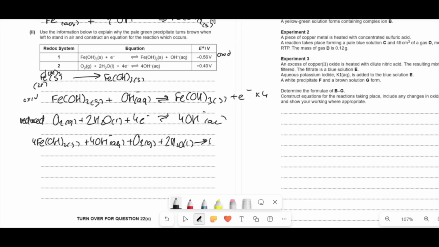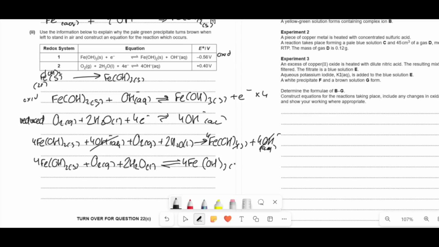It would give us what? 4Fe(OH)3 solid plus 4OH- aqueous. So that cancels out, and we are left with 4Fe(OH)2 solid plus O2 gas plus 2H2O liquid, and technically speaking, this is an equilibrium as well. It gives you 4Fe(OH)3 solid, right? So that's us constructing the equation.